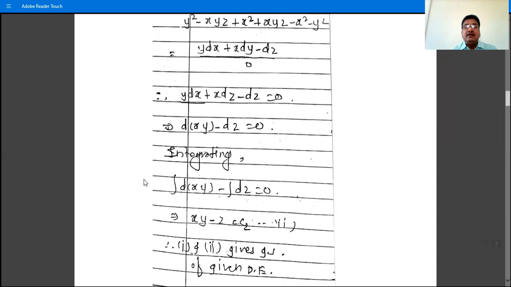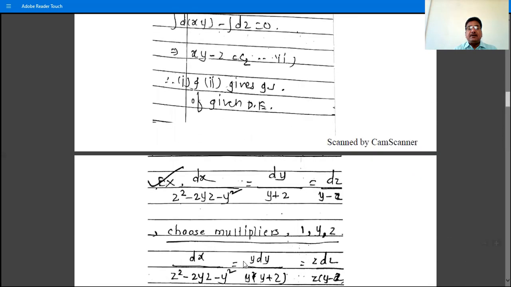So write y dx plus x dy as the derivative of x into y minus dz, and then integrating, integration and derivative cancel each other. Therefore we have x into y as the integration of d(xy). That is, the integration of this factor y dx plus x dy is x into y, because the derivative of x into y is y dx plus x dy, minus integration of dz is z, equal to the constant of integration c2, and therefore 1 and 2 give the general solution of the given differential equation.